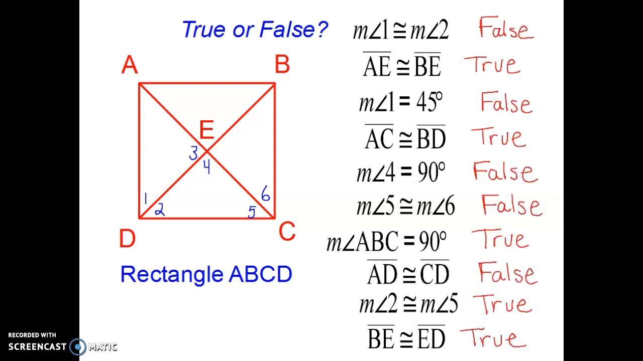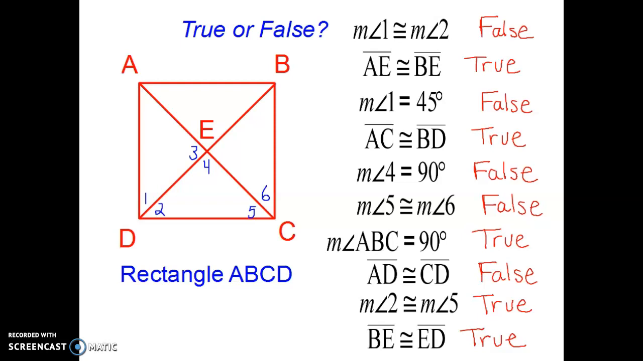In the rectangle, I want to just look at the false statements. Angle 1 and 2 are not congruent to each other. That only occurs in the rhombi and the squares. Also, the third statement, angle 1 is 45 degrees, that only occurs in the squares. Angle 4 is 90 degrees. The only shapes in which the diagonal lines are perpendicular are the rhombi and the squares.